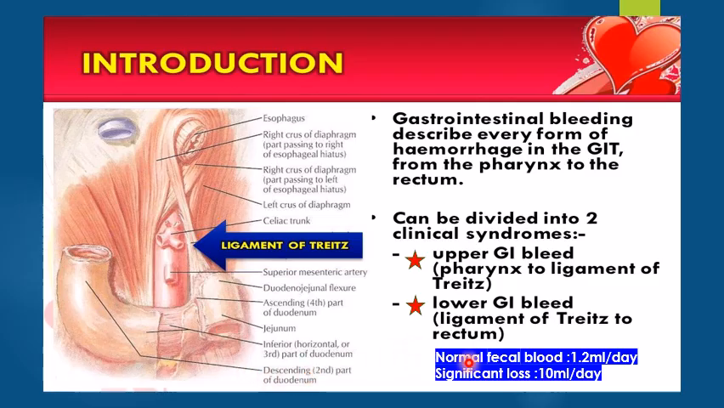Normally, the fecal blood content of the stool is 1.2 mils per day. If the loss is more than 10 mils per day, then it is significant and needs to be investigated.